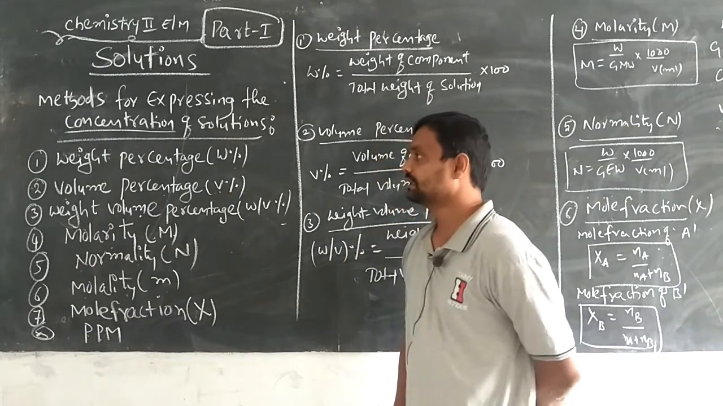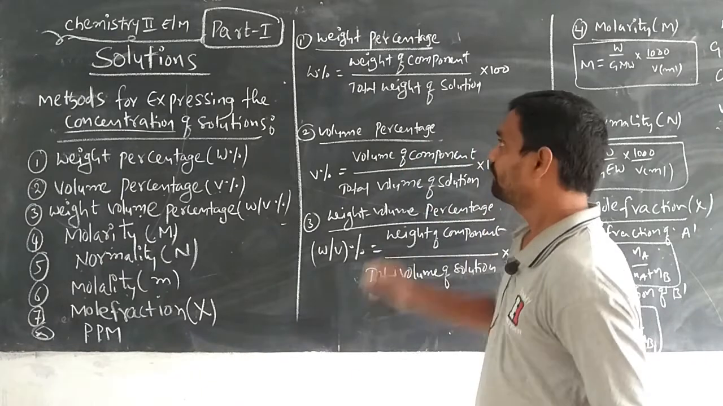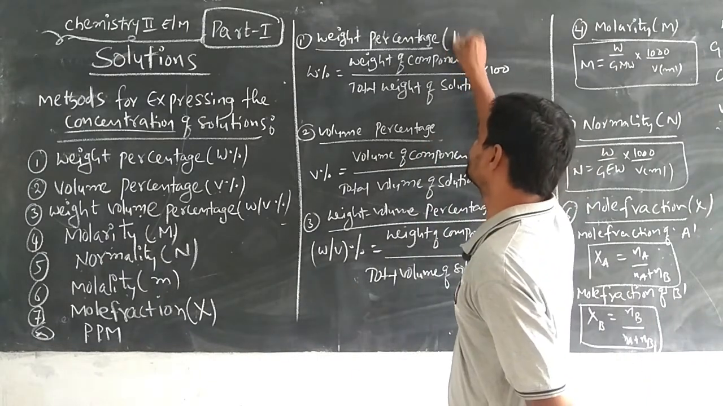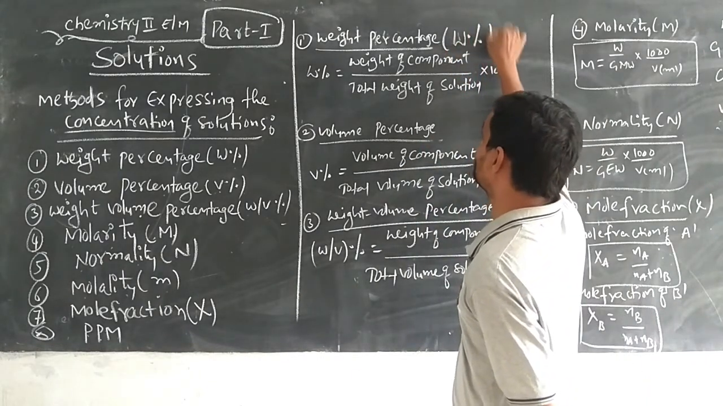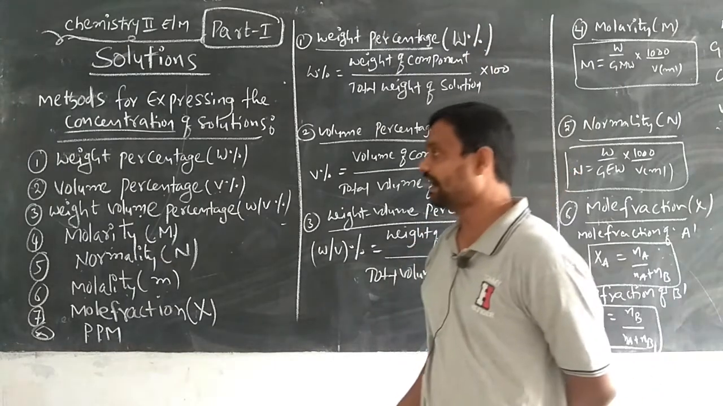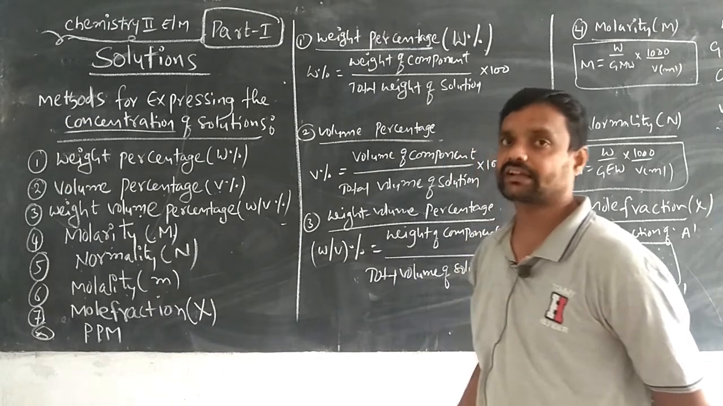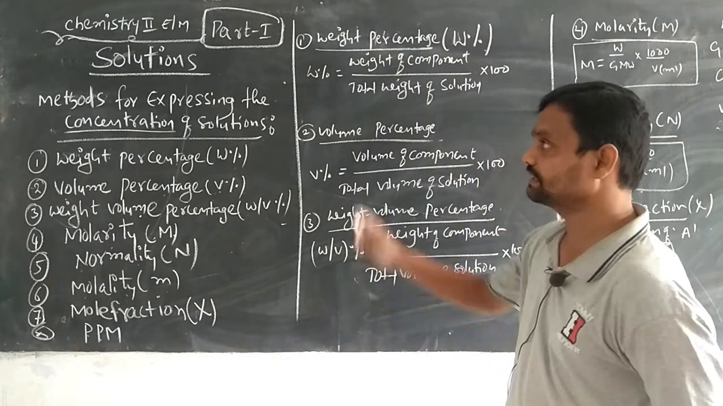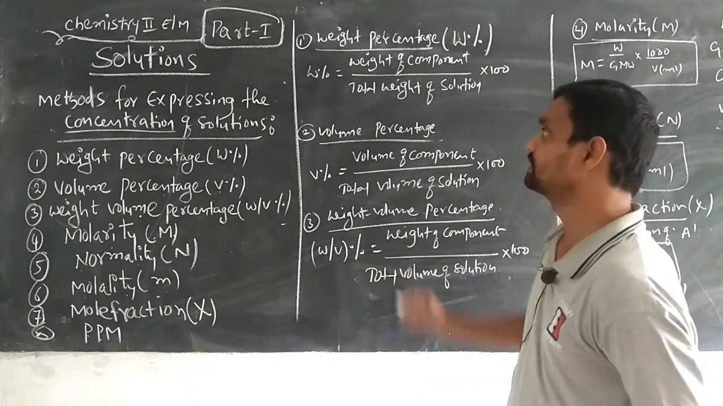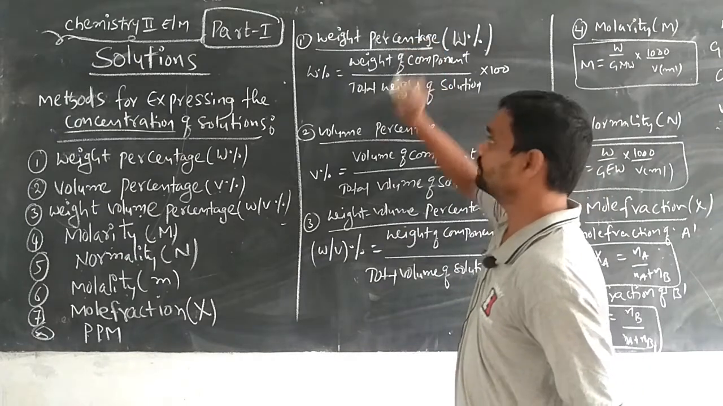Here we discuss them one by one. First is the weight percentage. What is the weight percentage? It is simple. We already studied this in first year stoichiometry, and also discussed it in the second year chapter on solutions. So the first method is the weight percentage.